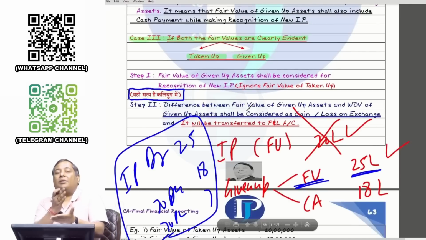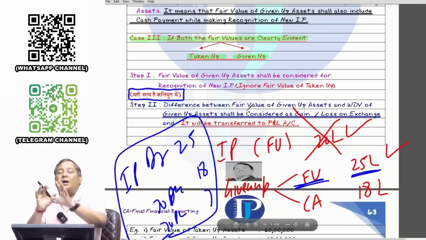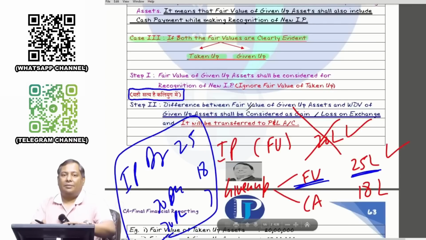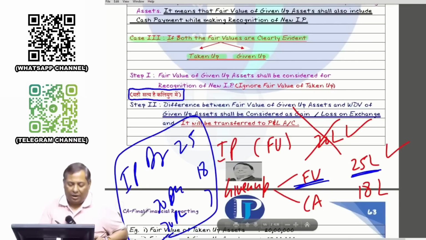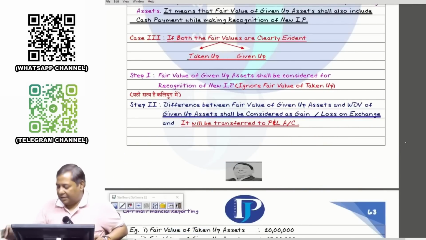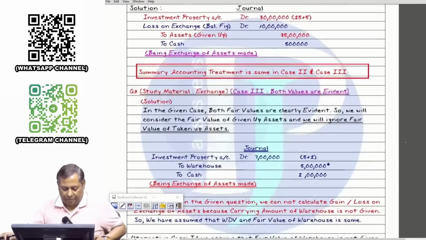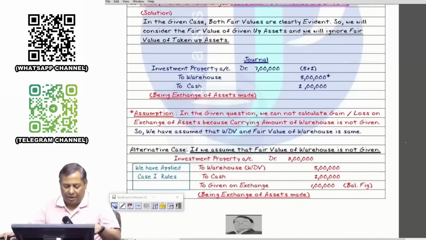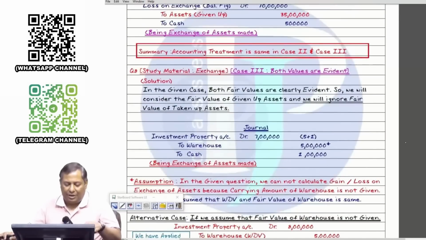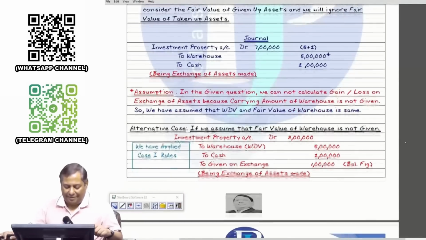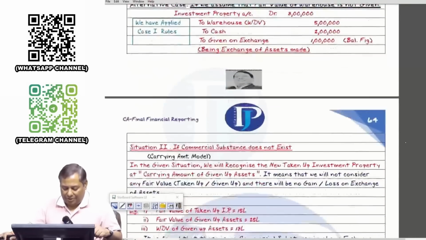Whenever the question involves the fair value of given up assets, you'll always prefer it. Please go through all these examples. Then we saw one more case. We did this study material question already. Even notes were made according to the study material. Okay kids? All these questions were done.